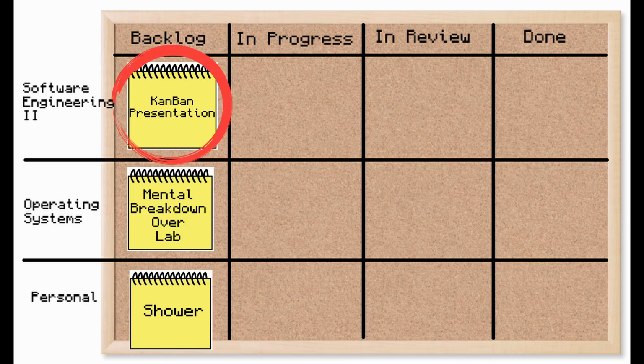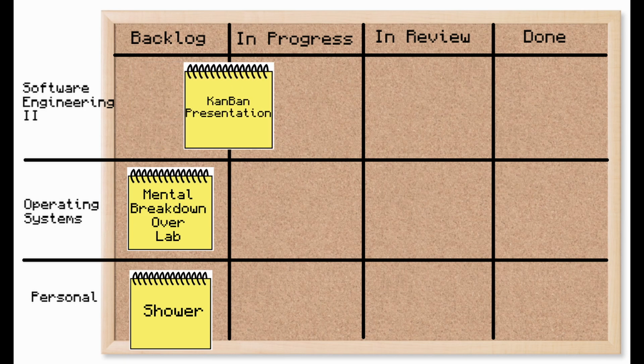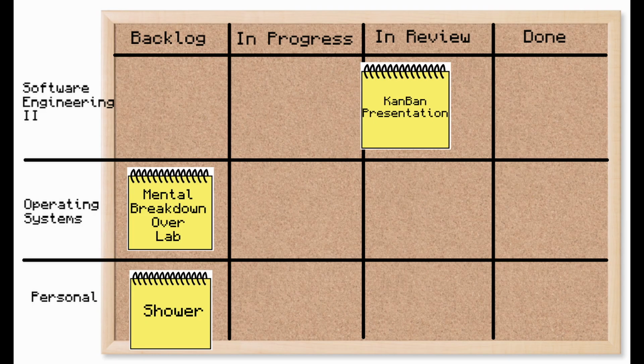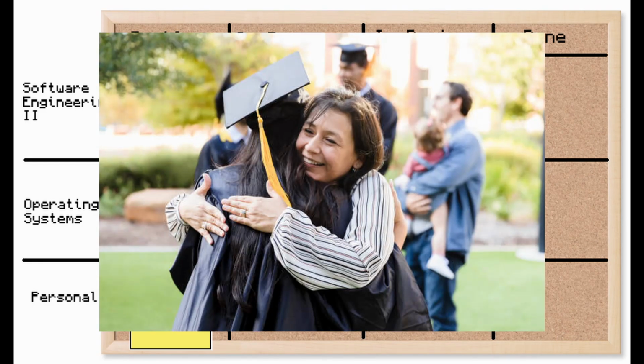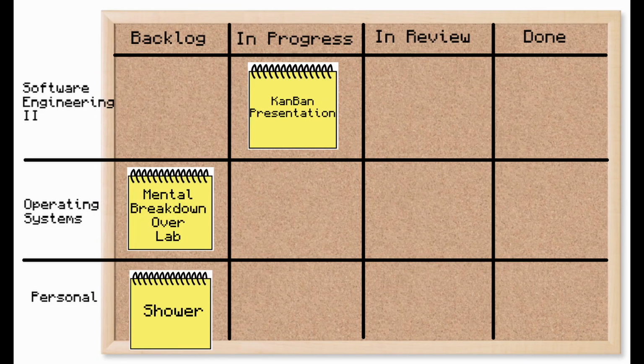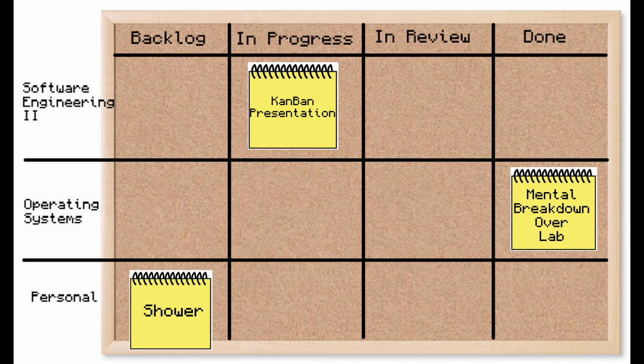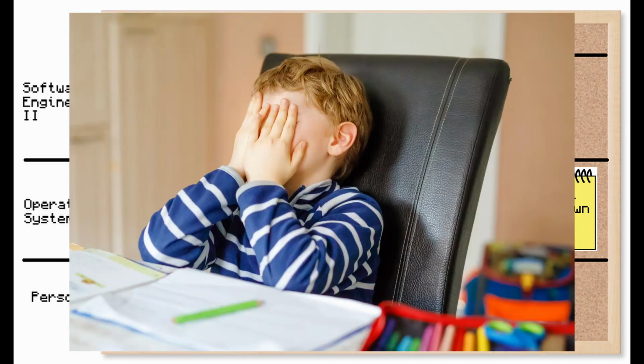Since I'm currently working on the Software Engineering 2 presentation, I'll go ahead and move it to the In Progress column of the Kanban board. I'd move this to the Testing column when I showed this video to my mom, and she says she's proud of me. Next, I'll move having a mental breakdown over the Operating Systems lab into the Done column, as I'd actually done this yesterday before starting on it, and it wouldn't need to be tracked anymore.